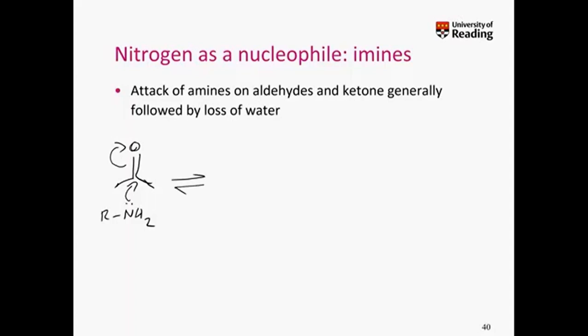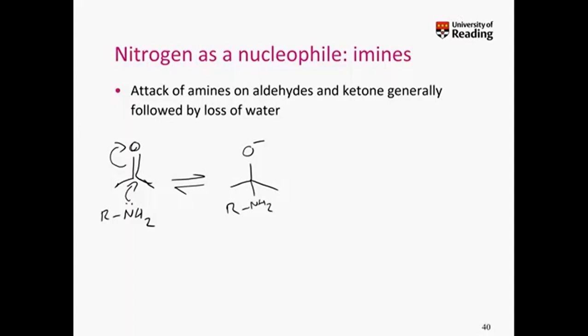You'll see we're doing this in equilibrium. So what that's going to end up giving us is our O minus. And we've got our tetrahedral intermediate.